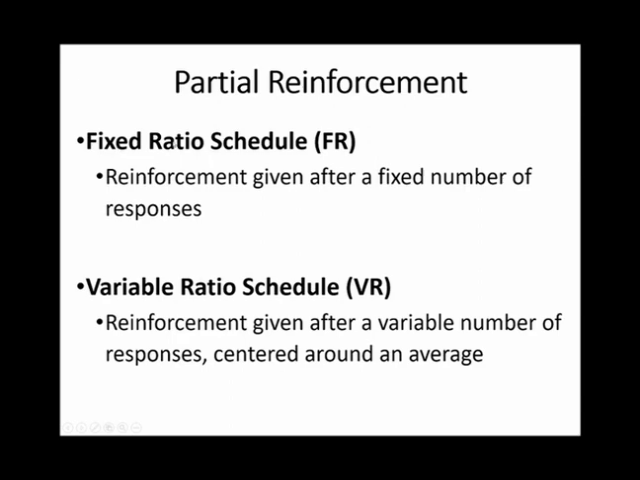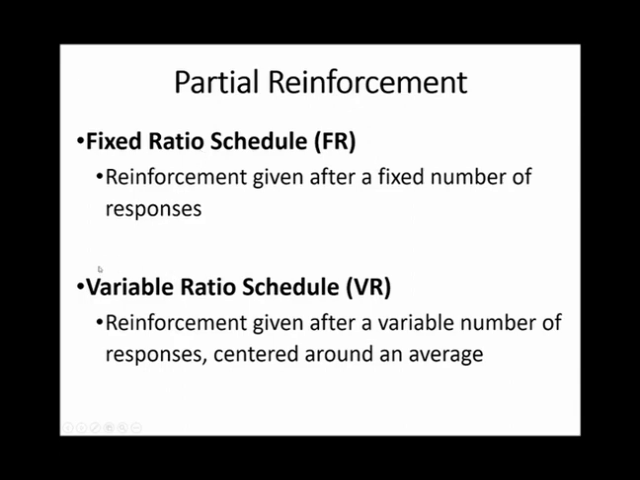So a fixed ratio or FR schedule, because of course researchers love to abbreviate and shorten things, but a fixed ratio schedule is when you get reinforcement after a fixed number of responses. So specifically, you push a lever 10 times, and on the 10th push, you get food reward. Then you would have to press the lever 10 more times to get another food reward. It's fixed, it's unchanging, and it's a ratio, so it's a number.